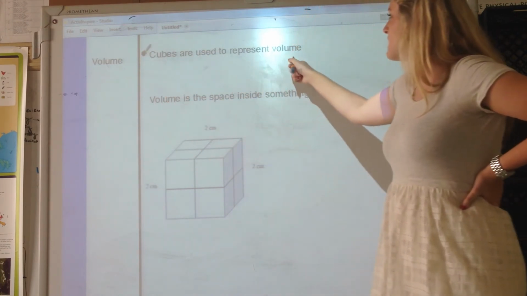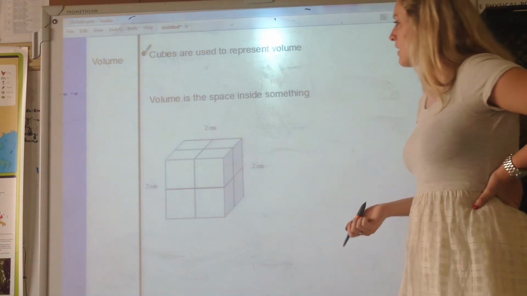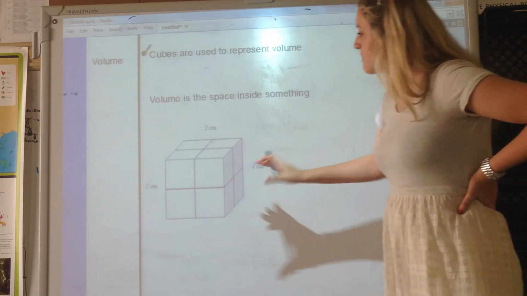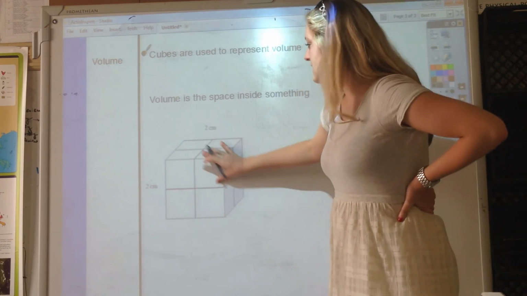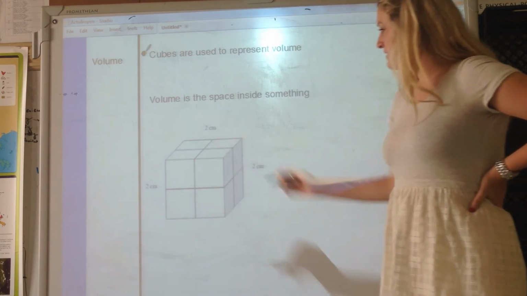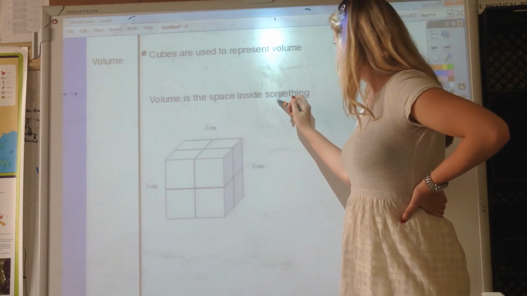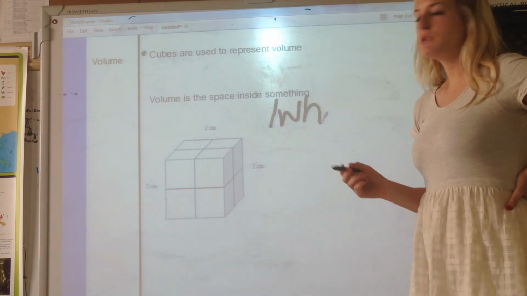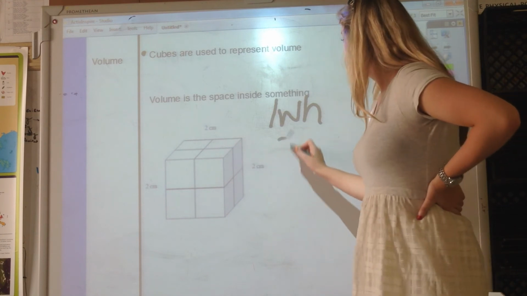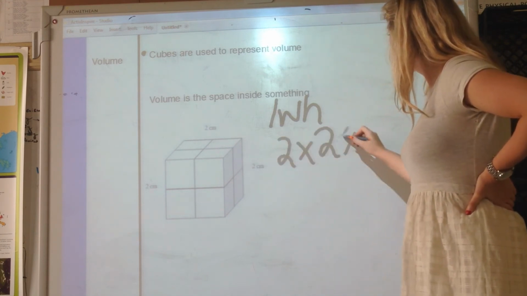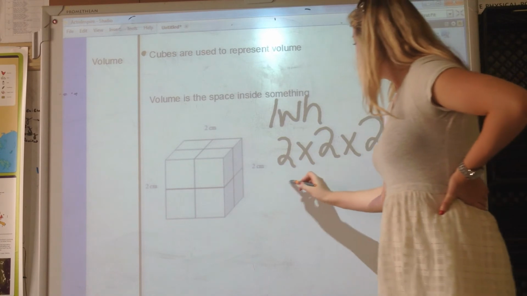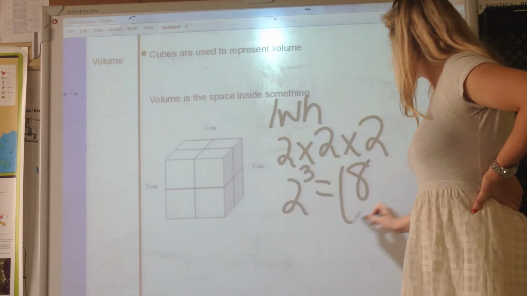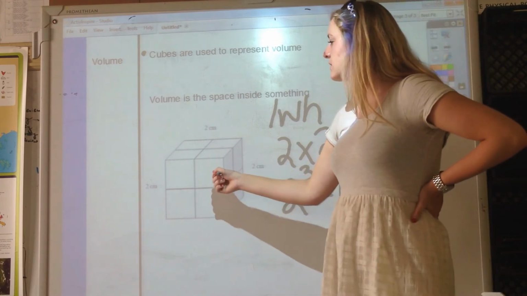Cubes are used to represent volume. And volume is the space inside something. So volume is all the space inside this object. So if I wanted to find volume, I would just multiply length times width times height, which is the same in this object as 2 times 2 times 2, or 2 cubed, which will give me 8. So the volume of this cube is 8.